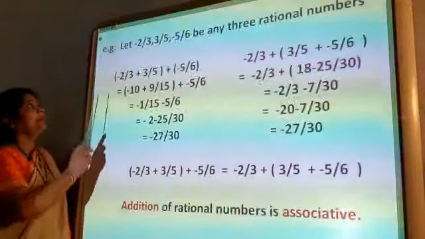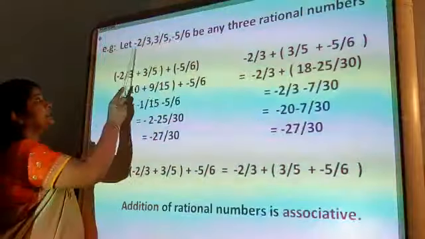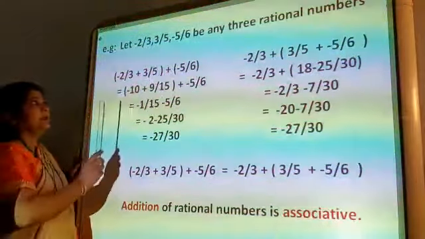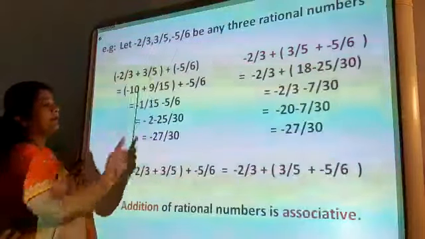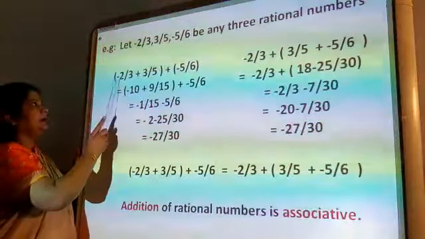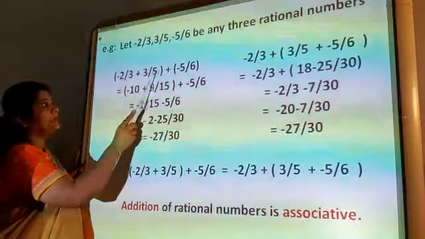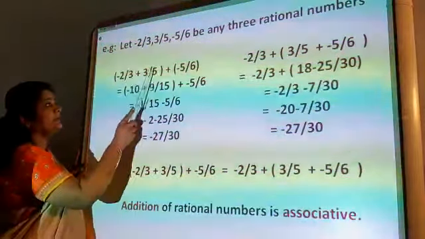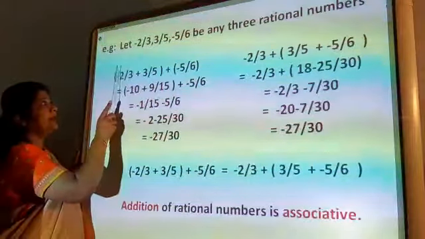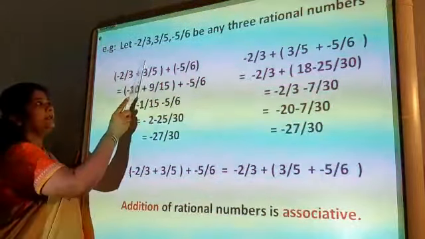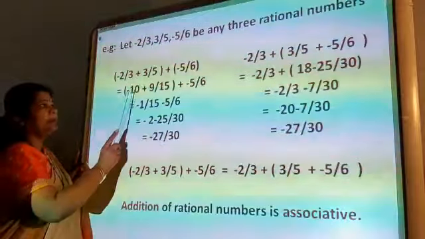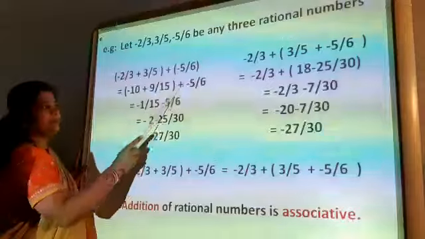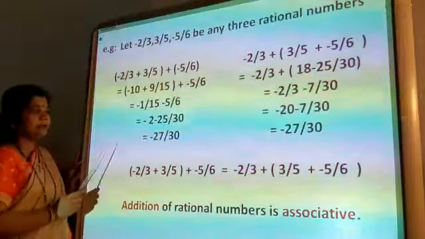Let us consider the example. Consider the three rational numbers minus 2 by 3, 3 by 5 and minus 5 by 6. Let us group these in different order and find the sum. In the first case, I will group minus 2 by 3 and 3 by 5. So here the denominators are 3 and 5. The LCM is 15. 3 5s are 15, 5 2s are 10. 5 3s are 15, 3 3s are 9. So minus 10 plus 9 is minus 1 by 15. And this becomes plus into minus is minus 5 by 6.